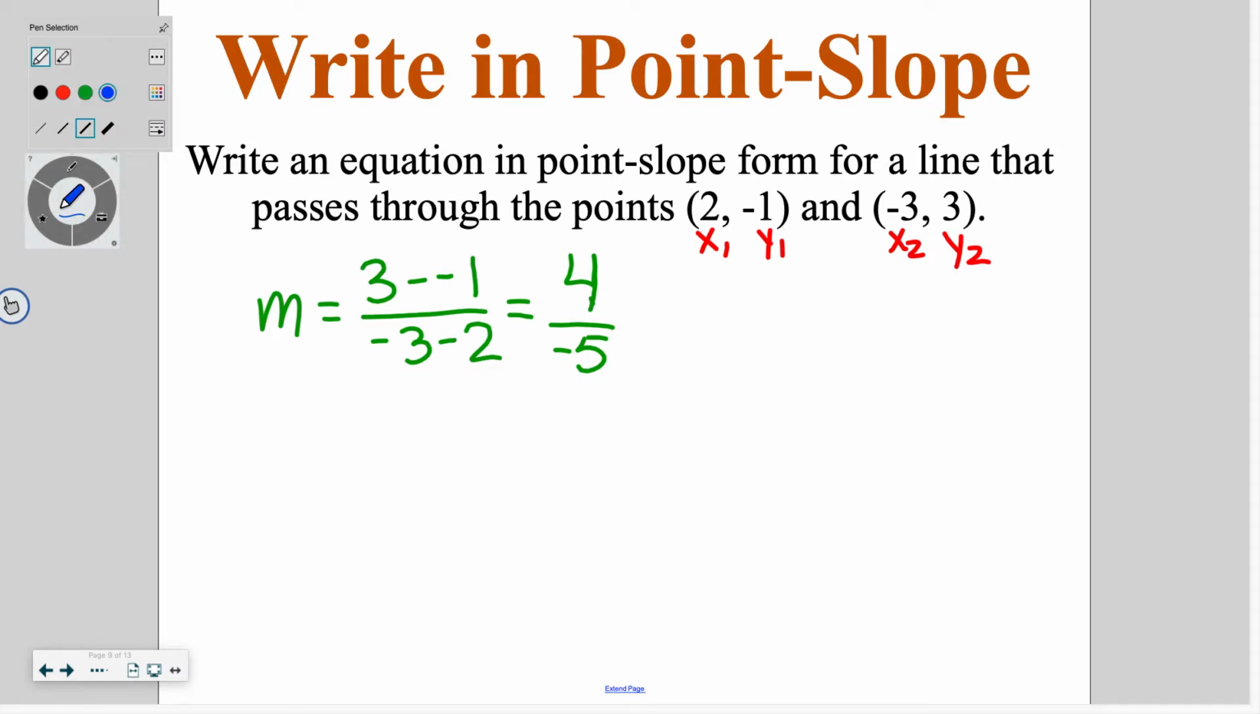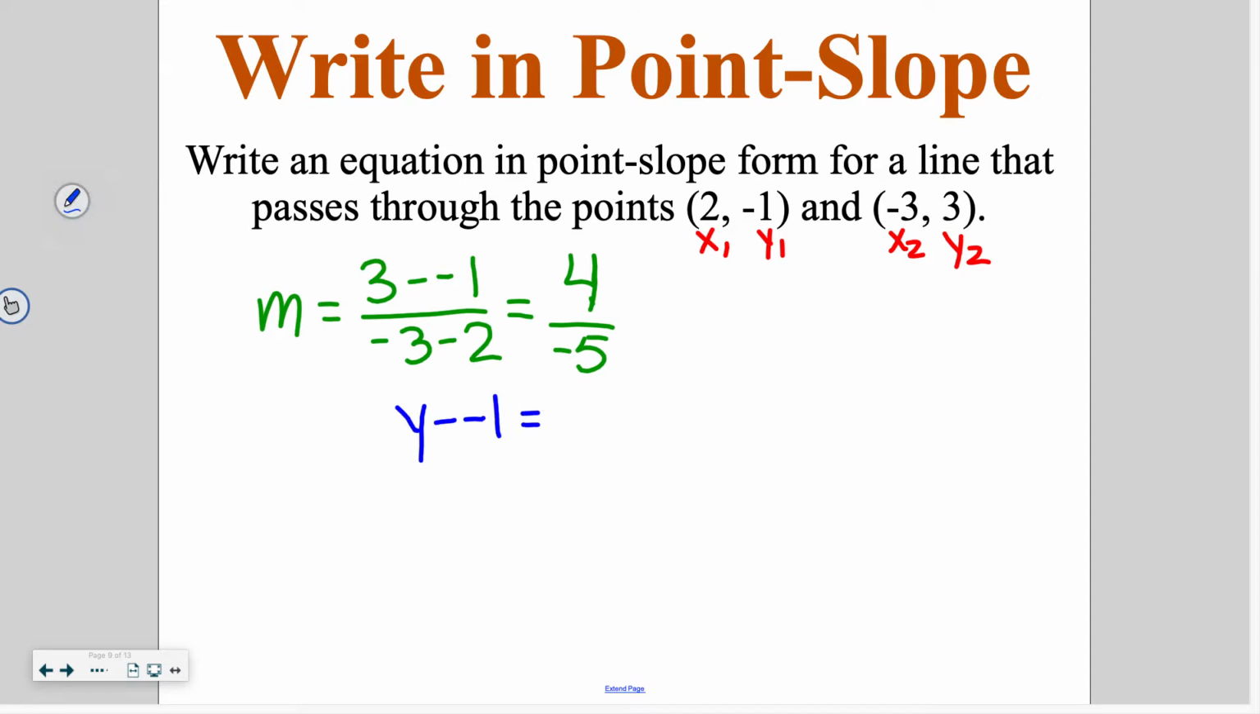Then when we plug into our equation, I've got y minus y1, which is negative 1, equals m, or our slope of negative 4/5 times x minus x1. Remembering to simplify that double negative to a positive.